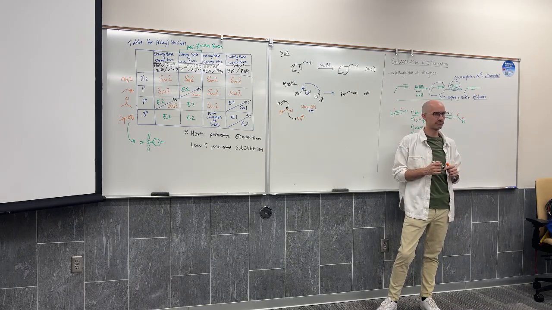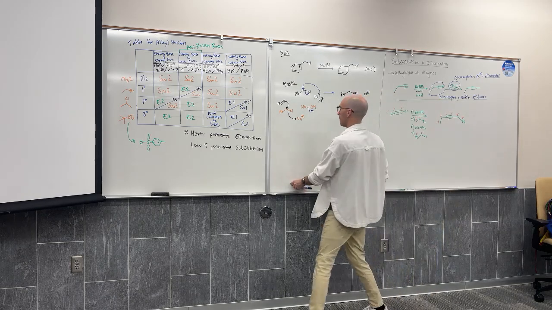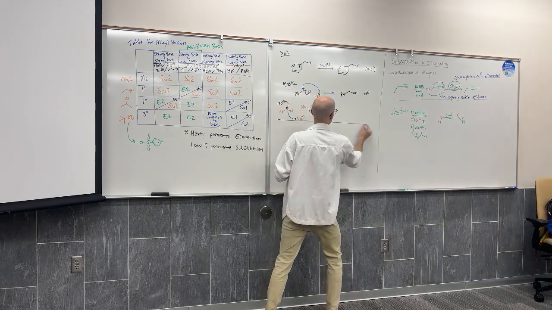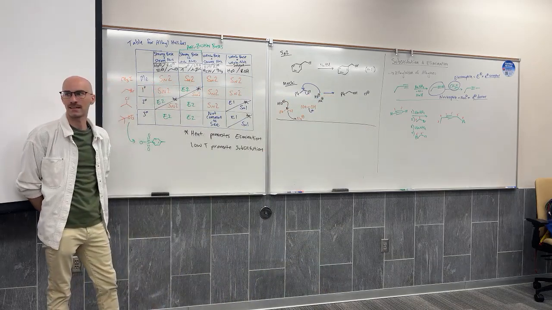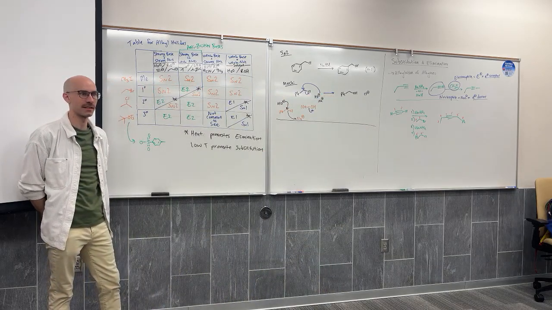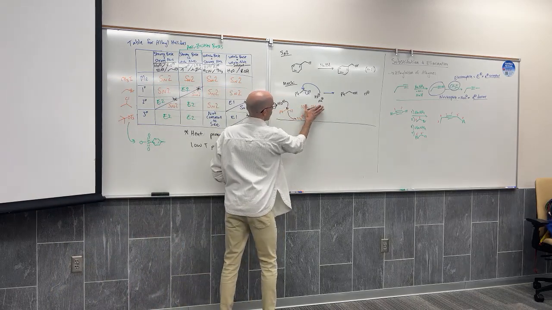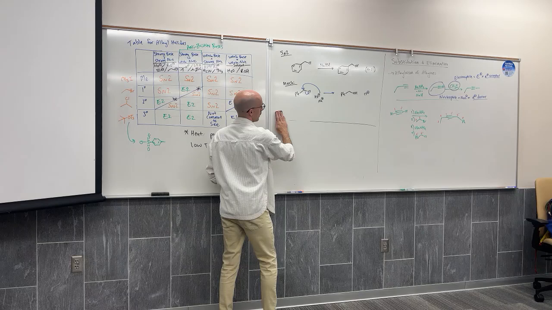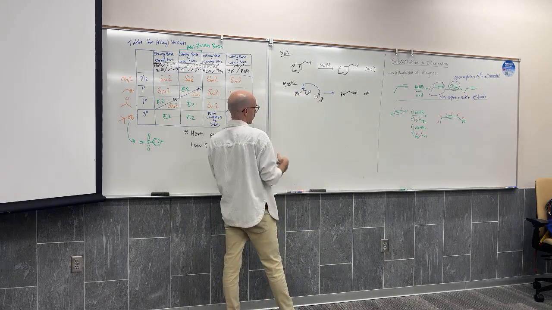Is that good? All right. How easy is that SN2 mechanism? Yeah, it doesn't get any easier, right? I mean, you ignore all the issues I just brought up. It's just two arrows: nucleophile bonds, leaving group leaves.